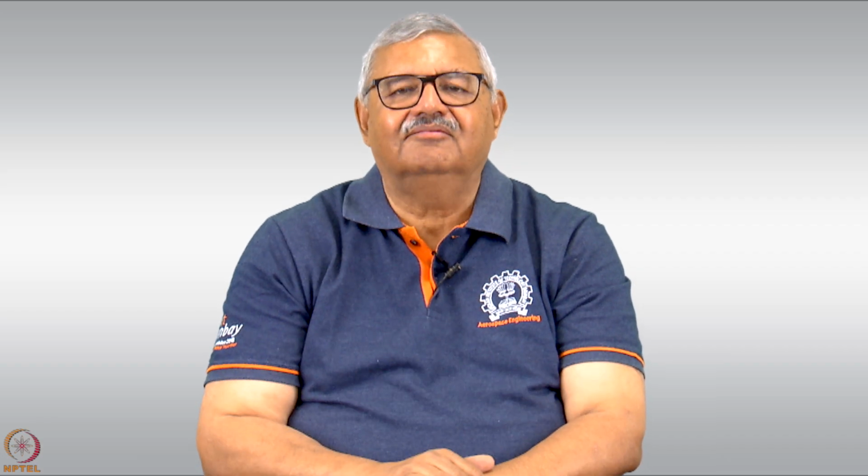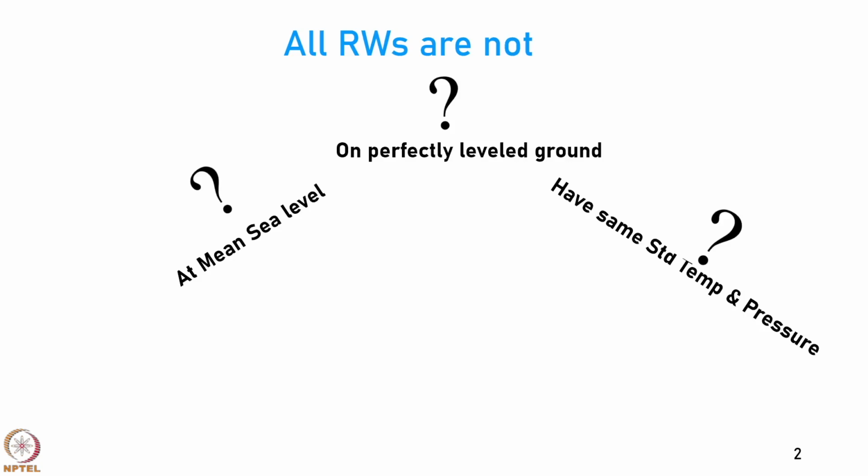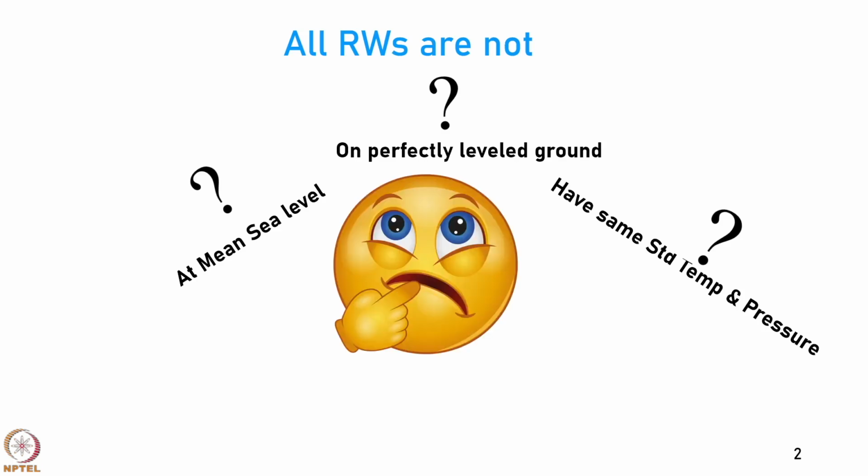Hello, in this lecture we are going to look at the runway length corrections which have to be applied to estimate the runway length required by an aircraft when operating under non-standard conditions. Now, all runways are not located at mean sea level, they are also not on perfectly level ground, and finally they also have temperatures and pressures which could be different from the ones expected in the ambient conditions under ISA.